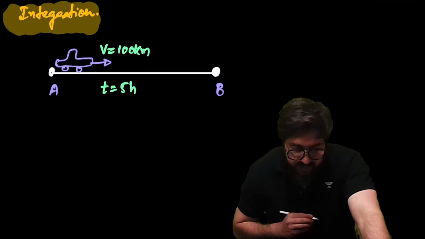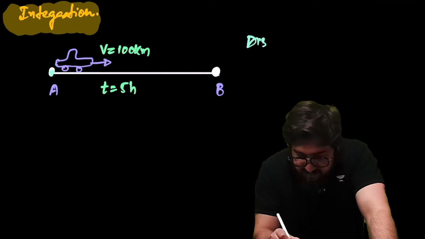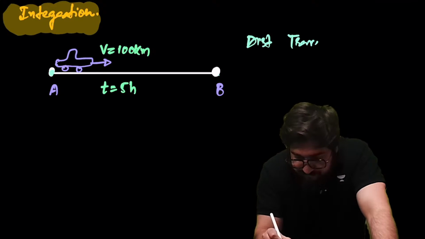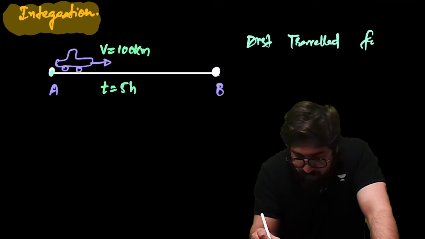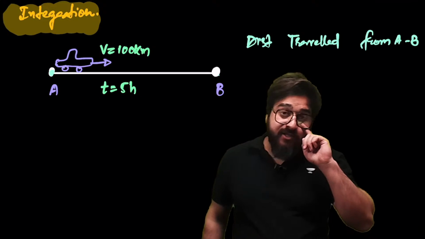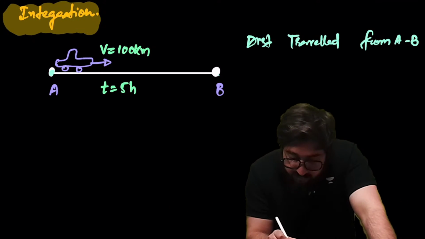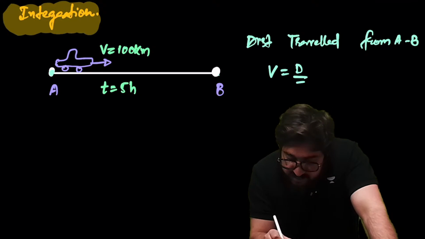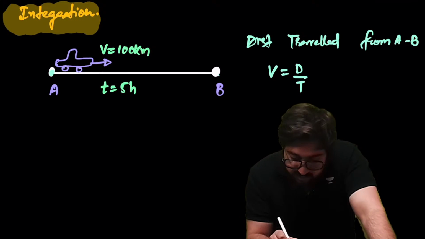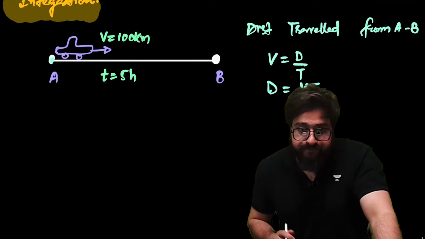How much is the distance traveled from A to B? See, sir, when it comes to the distance traveled, we say velocity is equal to distance upon time. So distance is equal to velocity into time, V into T.